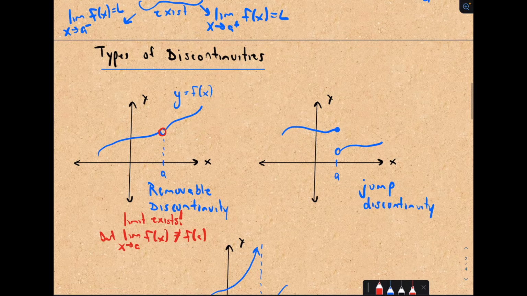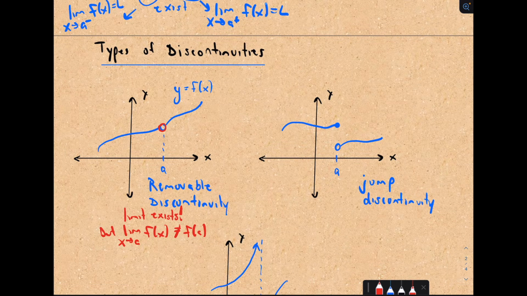A jump discontinuity is kind of like a little break in your graph. Here, the limit as x approaches a from the left doesn't equal the limit as x approaches a from the right. As we approach a from the left, I'm getting some y value up here, so that would be the limit from the left. If I approach a from the right, I'm getting closer and closer to some y value down here. Sometimes you'll get questions that say classify the discontinuity, and if I know the limits aren't equal, I know there's a jump discontinuity.